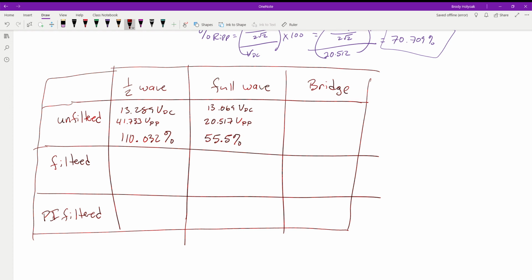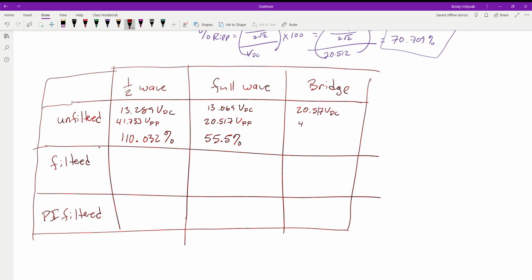The bridge circuit, we added 2 more diodes to give us the same effect as the full wave bridge without using the center tap, but then it was able to take the alternate phase of the transformer, utilize that, and we're able to increase the voltage. So what we ended up with in this one was a 20.517 volt DC signal.